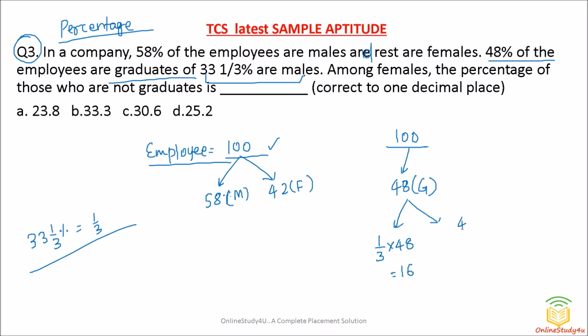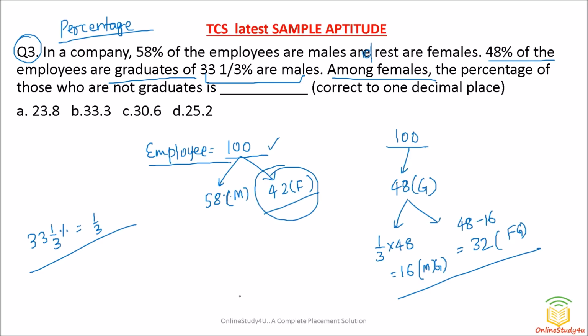So 48 minus 16, so 32 will become female graduate. This is male graduate and this is female graduate. That is also done. Now among females, what is the total number of females, friends? The total number of females is nothing but 42.